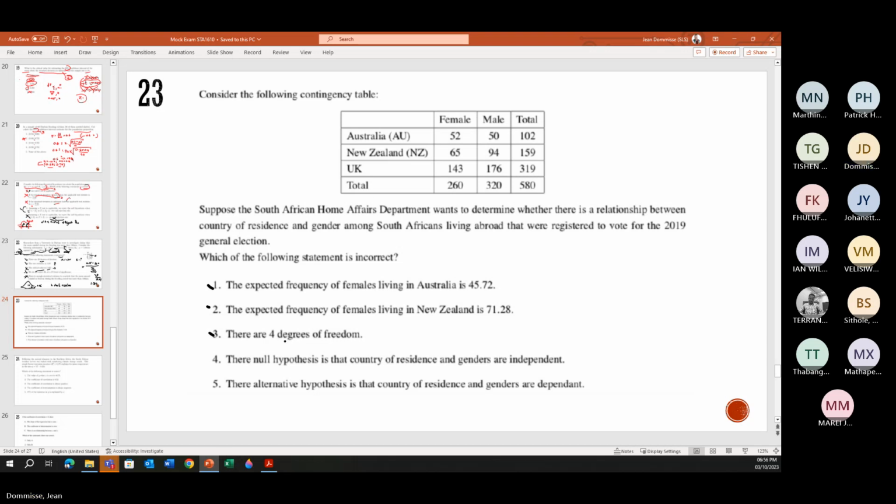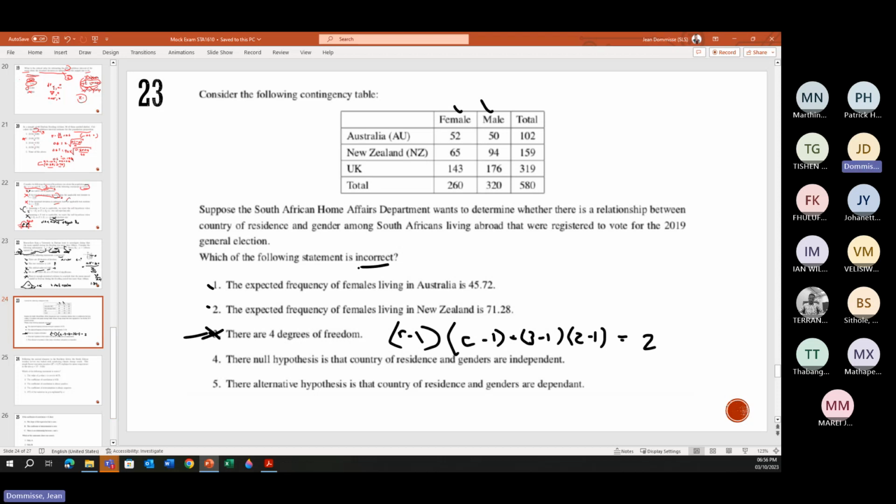So what I would do first is the degrees of freedom. So rows minus 1, columns minus 1. Again, do not include the total. So columns minus 1 is 2 minus 1. Rows minus 1 is 3 minus 1. Those two multiplied, so it's actually 2 times 1, which is 2. Okay, so the degrees of freedom was the incorrect one.